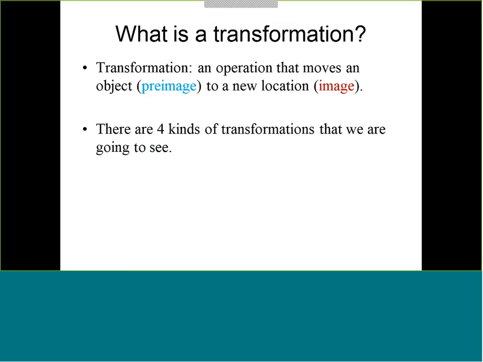There are 4 specific types of transformations that we're going to discuss throughout this chapter. The first one is called a translation. The next one is a rotation. Then there's a reflection, and there's a dilation.